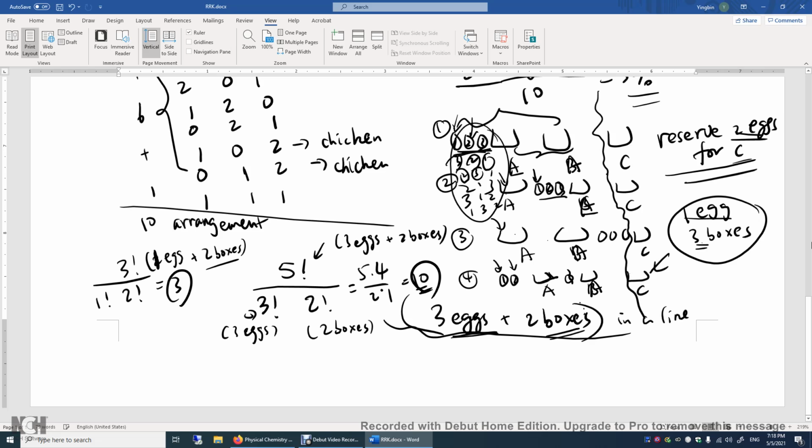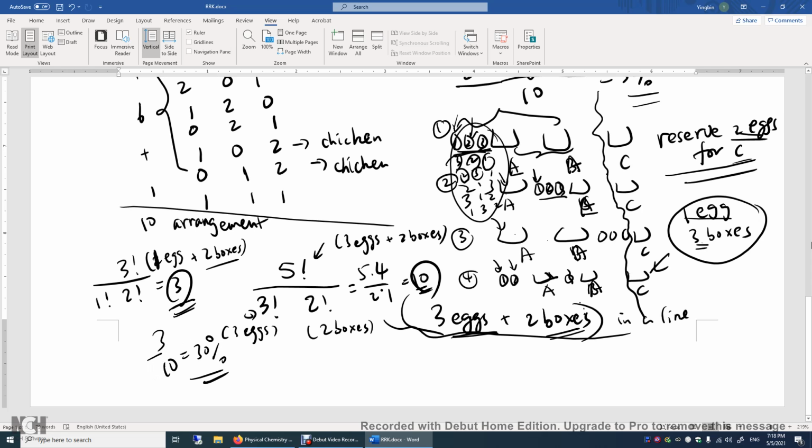All right, so we got 2 very important numbers. 10, that's the total number of arrangements. And 3, that's the number of arrangements that has box C containing 2 or more eggs. All right, so 2 very important numbers, 3 and 10, and then 3 over 10, that's 30%. So really, it's just this.